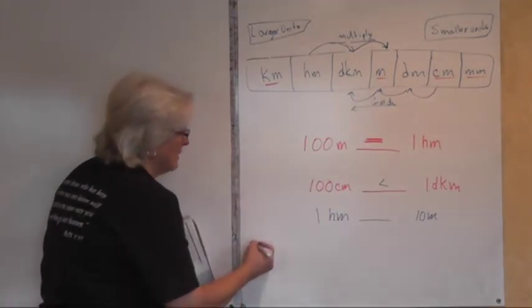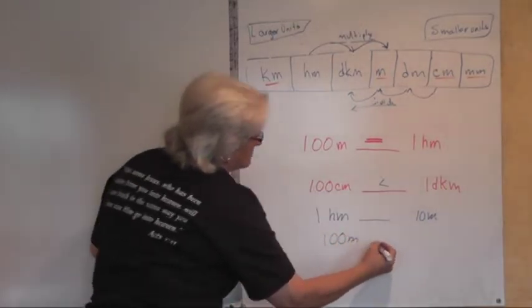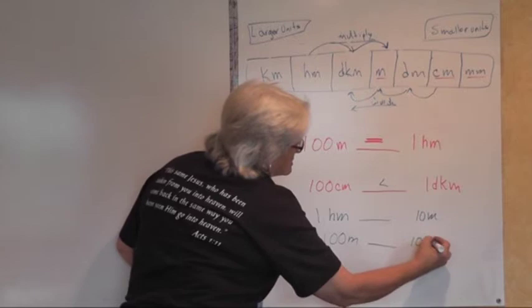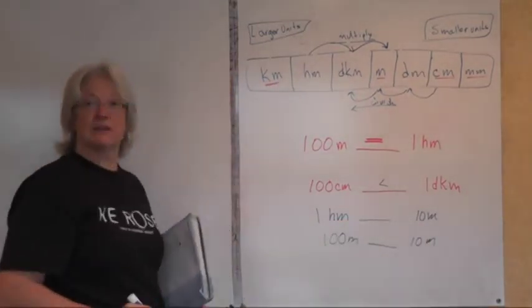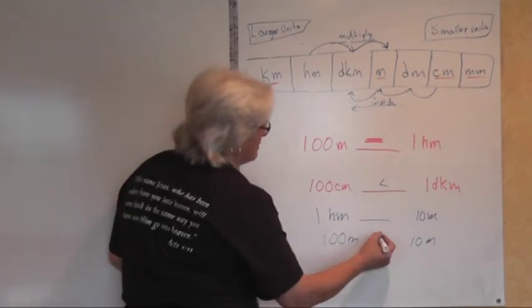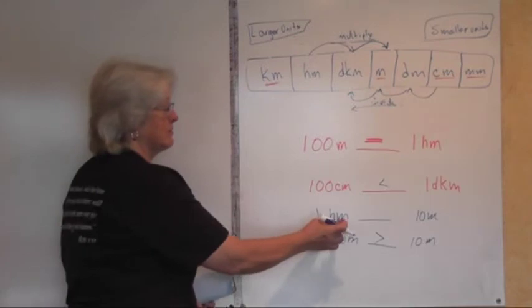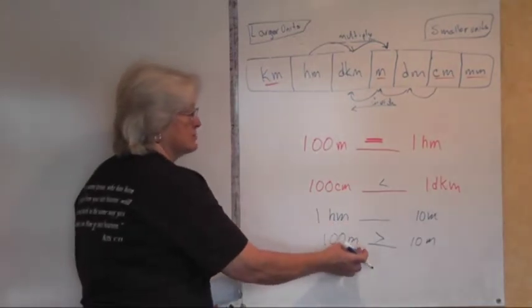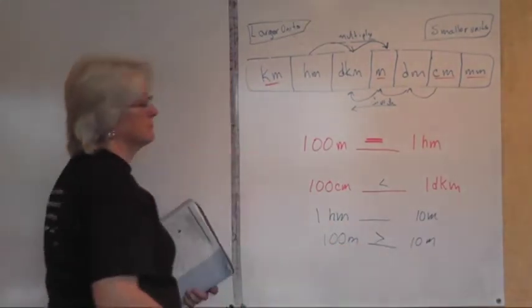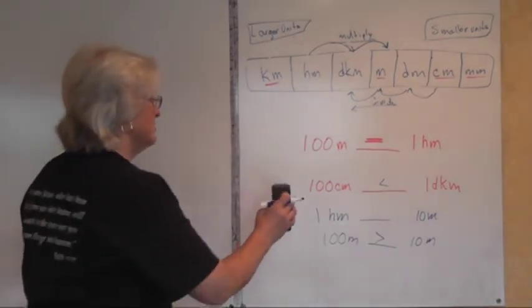We're going to see that 1 hectometer is 100 meters. So is 100 meters greater than, less than, or equal to 10 meters? Obviously, it's greater than. What you want to do for these is convert the units so that you're comparing the same units. Hope that makes sense to you.